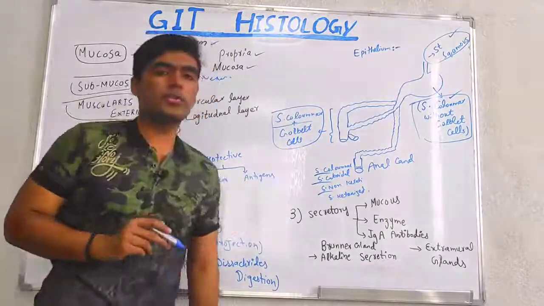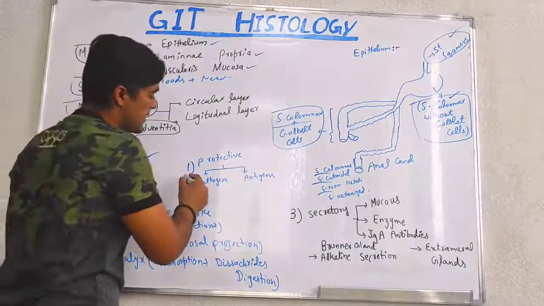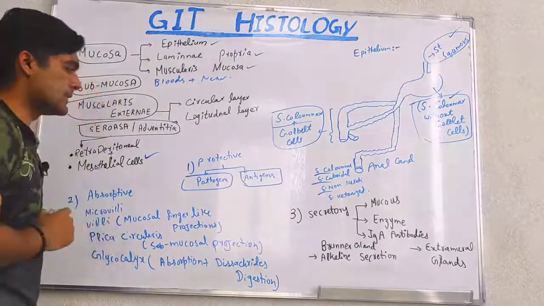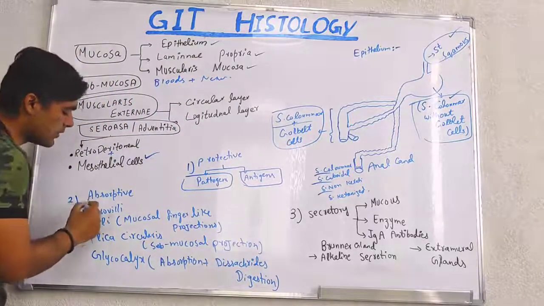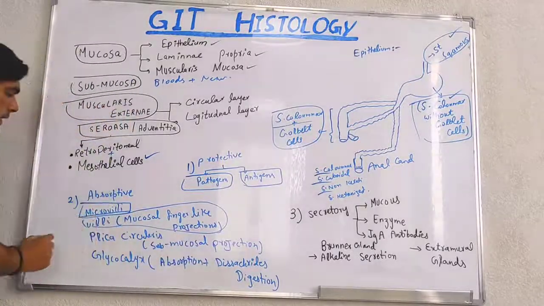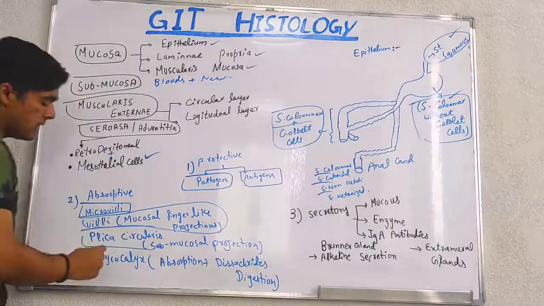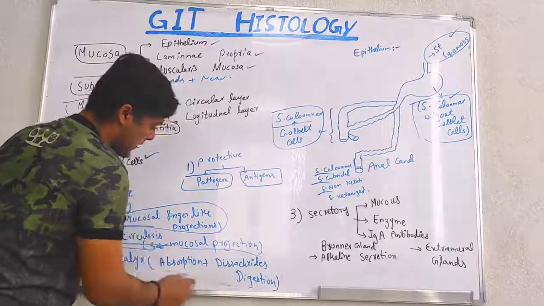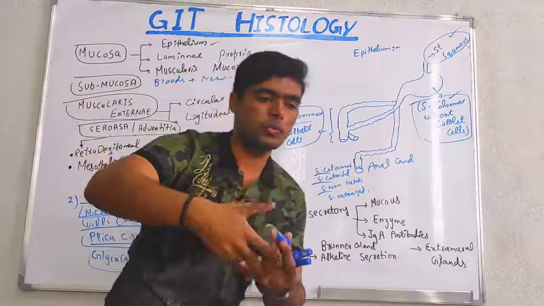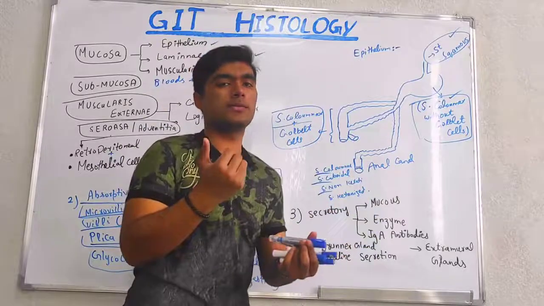Talking about the roles of epithelium in our GI system. The first role is the protective role, which protects the GI tract from pathogens and antigens. The second role is the absorptive role. We have microvilli and villi, which are mucosal projections, and we have plica circularis, which are submucosal projections. We have glycocalyx for absorption and disaccharide digestion. Plica circularis, glycocalyx, villi and microvilli absorb the nutrients.